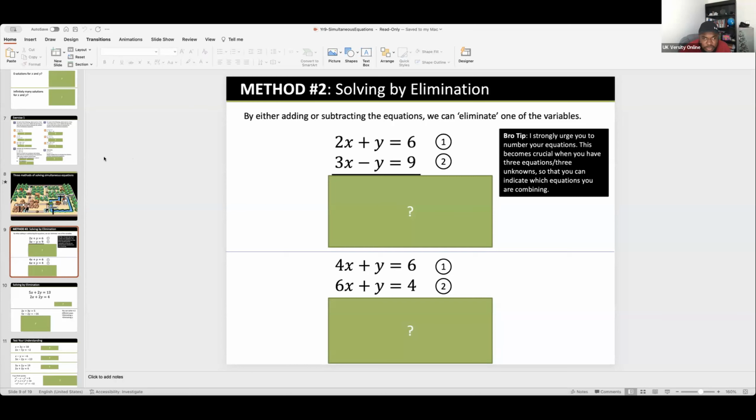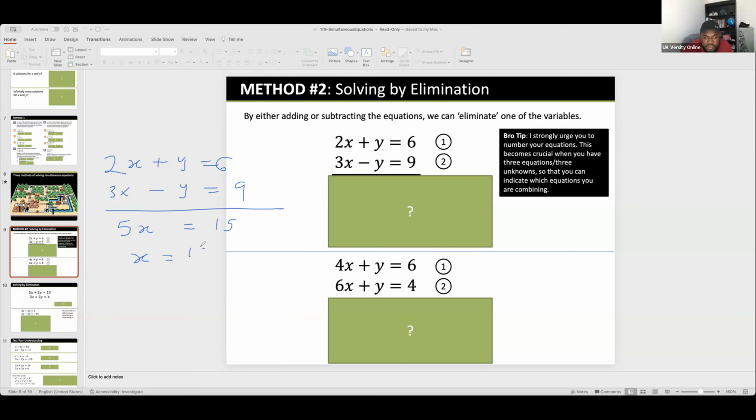So, 2x plus y equals 6, and 3x minus y equals 9. You have to add them together. When you add them together, that gives you 5x equals 15. Then x equals 15 divided by 5, and you see that's easily x equals 3.